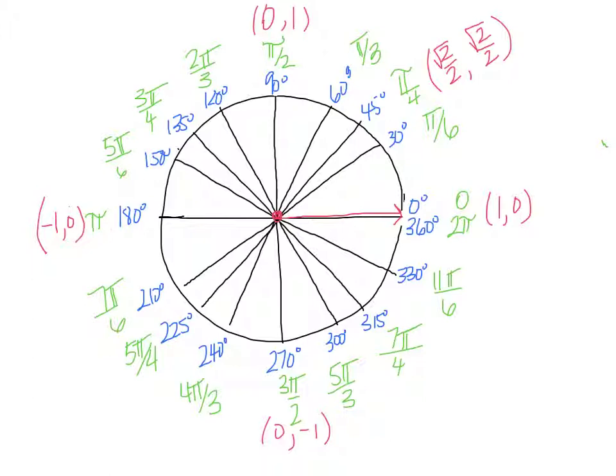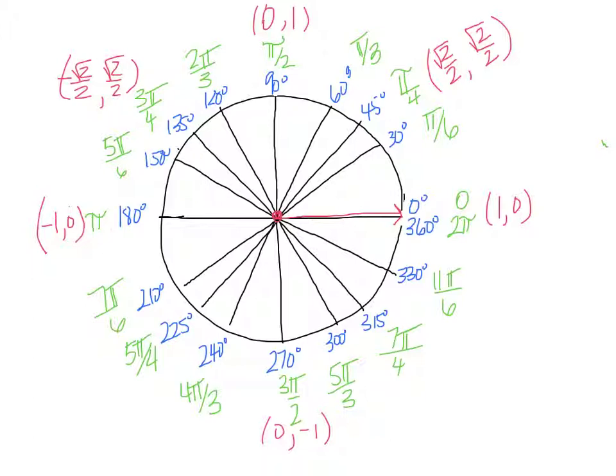Well, that means we can get the coordinates for all of those 45-degree angles. The numbers are going to stay the same, but the signs will change. So when I look at 135 degrees, negative square root 2 over 2, square root 2 over 2. Why was the x negative there? Because it's on the negative half. It's in the second quadrant, and x is negative there.